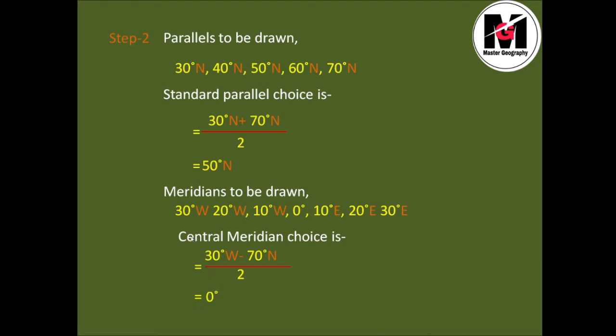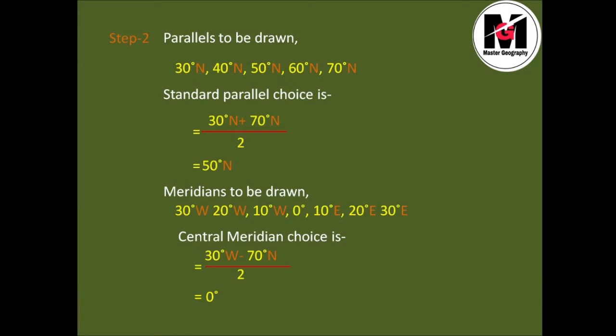Otherwise you can choose the central meridian by counting. There are 7 numbers here, 1, 2, 3, 4, 5, 6, 7. This is the middle point, with 1, 2, 3 on each side. So the middle point means the central meridian is 0 degree. So the math is over.